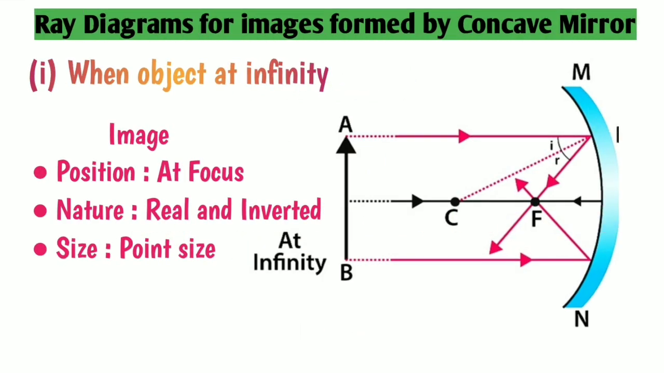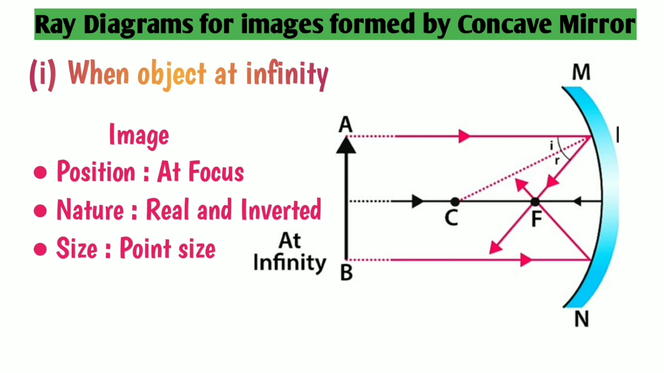First condition, that is when the object is placed at infinity. We know that when the object is placed at infinity, a parallel beam of light comes and is incident on the mirror. And when the parallel beam of light is reflected, the rays meet at the focus point, so here the image is formed at the focus. Nature is real and inverted. Question is, why real? Because real rays meet here, and the size here is a point image, as the object looks like a point.